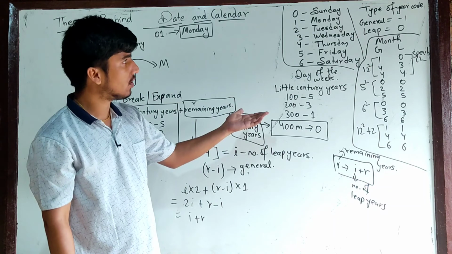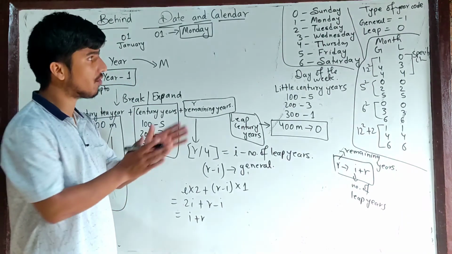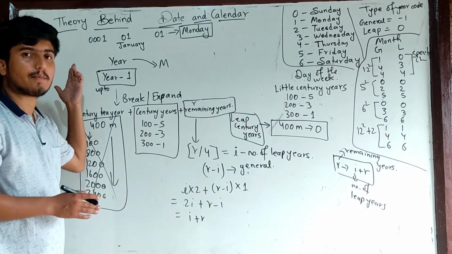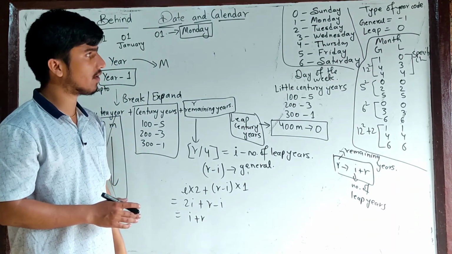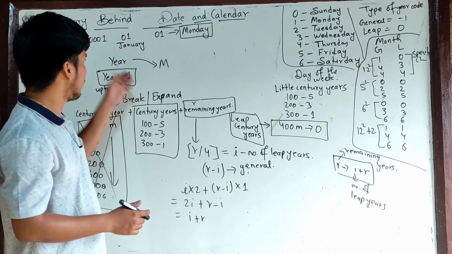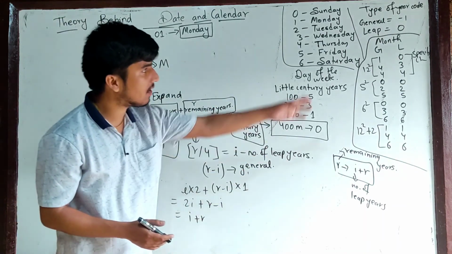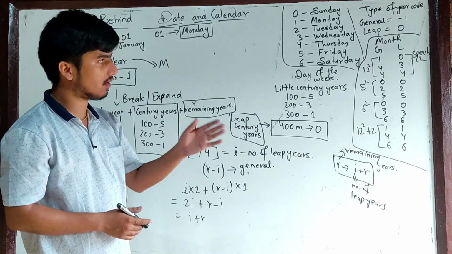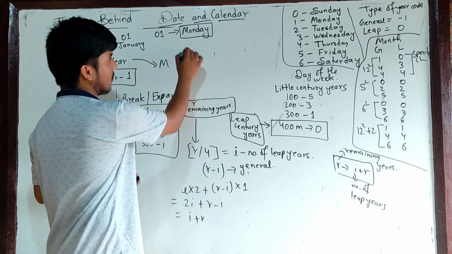Before going to the month, there is another question to be solved, because we have to find whether the year is general or leap. If it's general, then we give it a code of -1, and if it's a leap year, then we give it a code 0. Then only we move on to the month part, because if the year is general, we have to look into the general column, and if the year is leap, then we have to look up the leap year column.